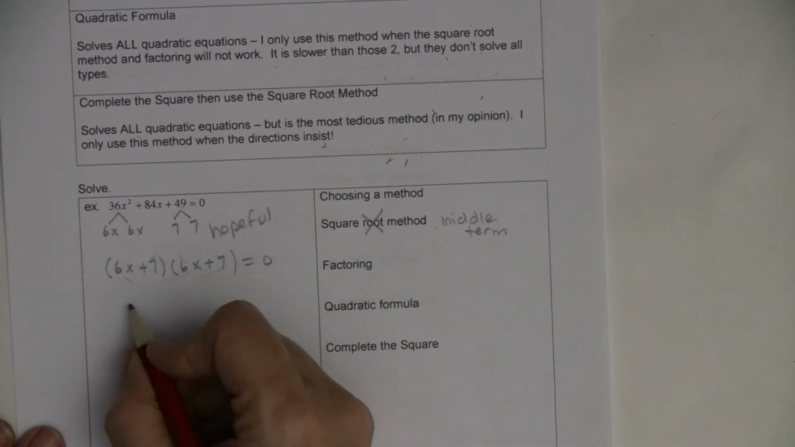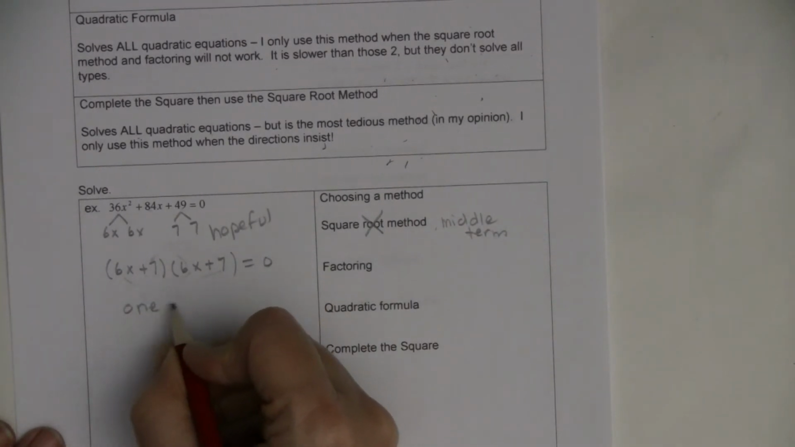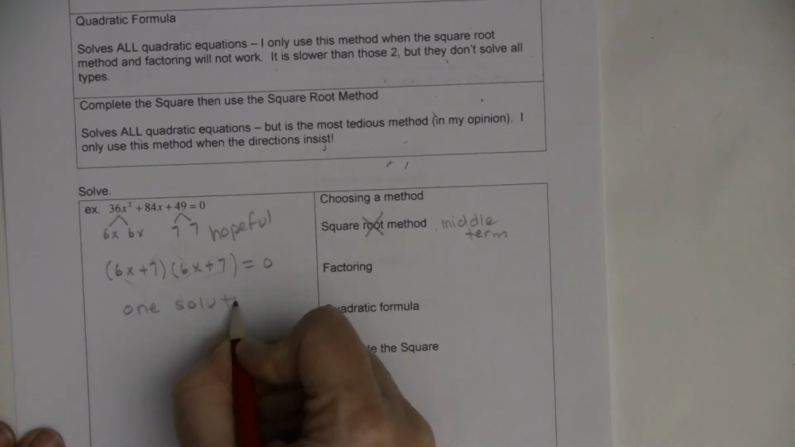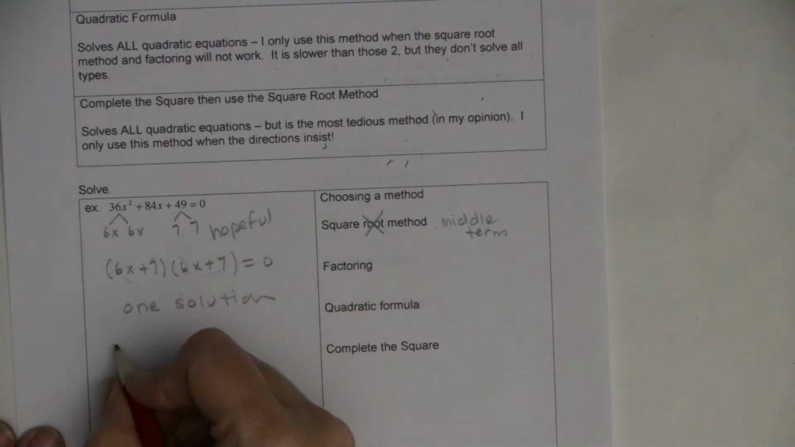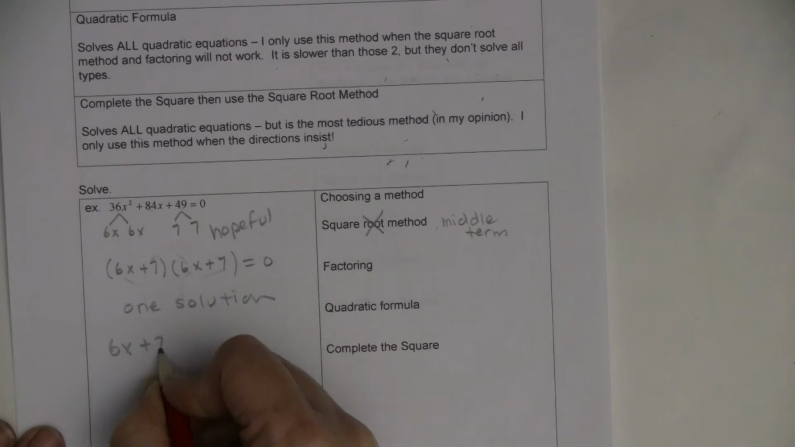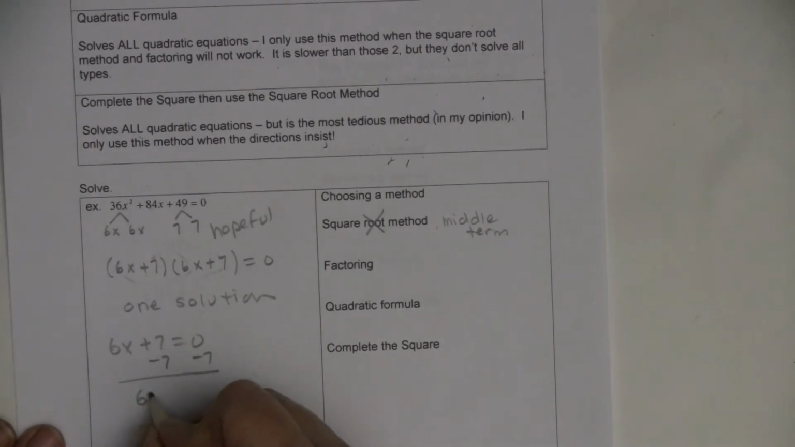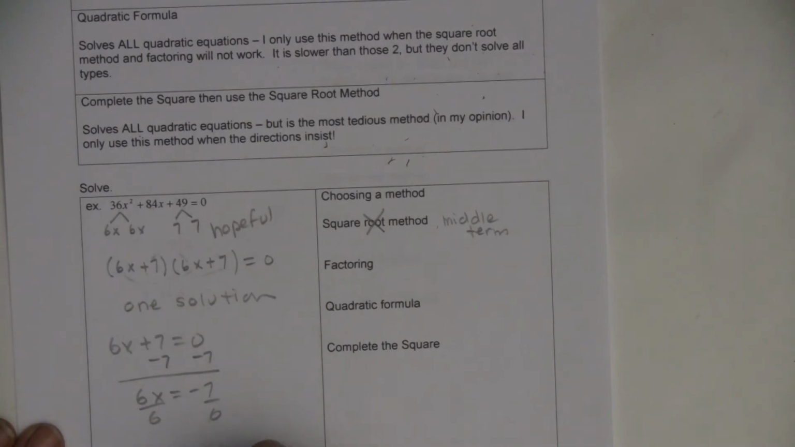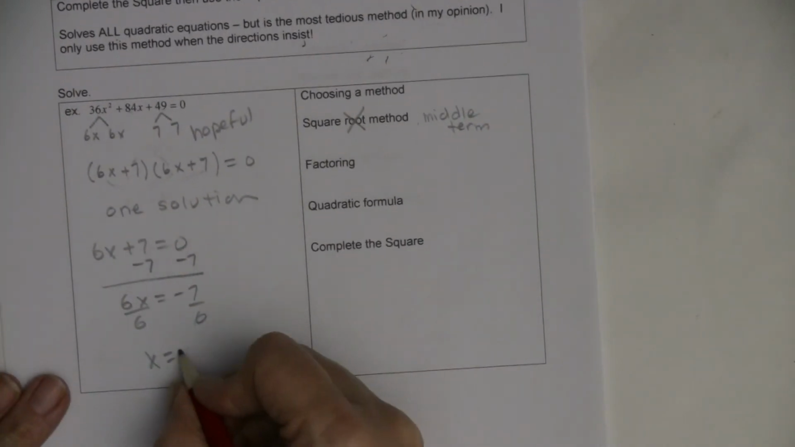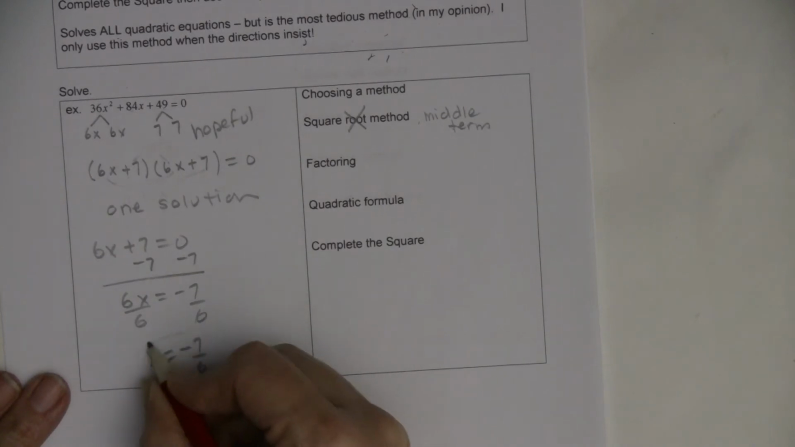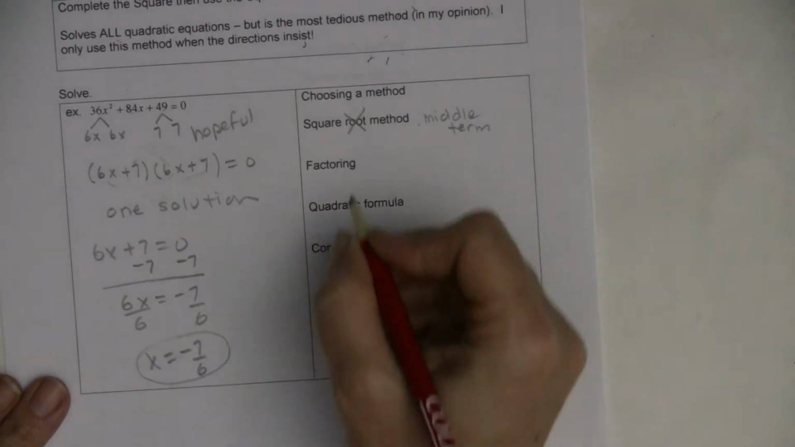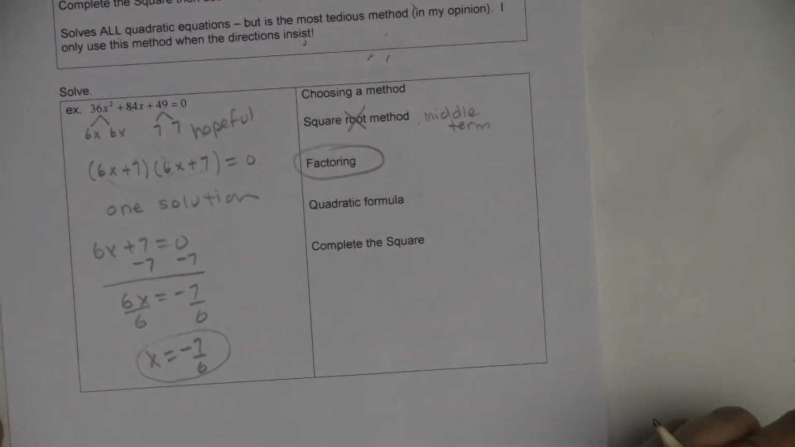Because these are the same, I'm only going to have one solution. That's the only time that I only have one solution, is when those are the same. So 6x plus 7 equals 0. I'm going to take away 7 and divide by 6. So x equals negative 7 over 6. That's my one answer, right? So I used factoring to solve it.